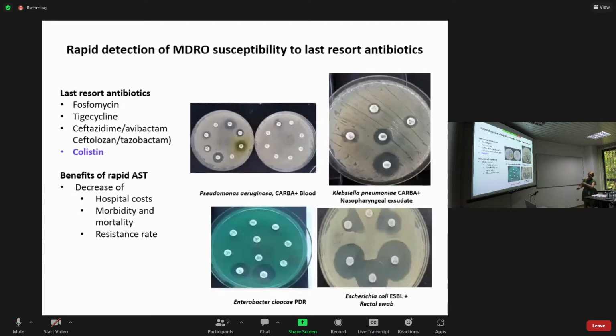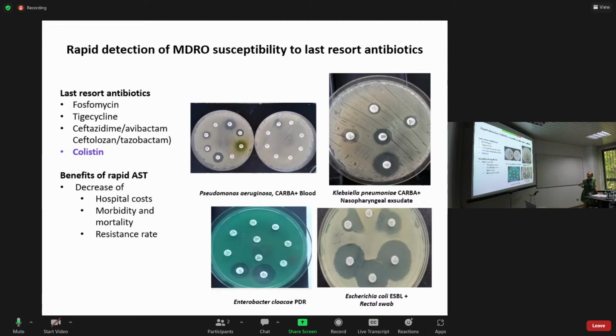And our last PhD student is involved in testing the usefulness of flow cytometry for detecting susceptibility to last resort antibiotics. We are calling these antibiotics like fosfomycin, tigecycline, ceftazidime, ceftolozane-tazobactam, and colistin. We are calling them last resort antibiotics because it doesn't mean that they are new.